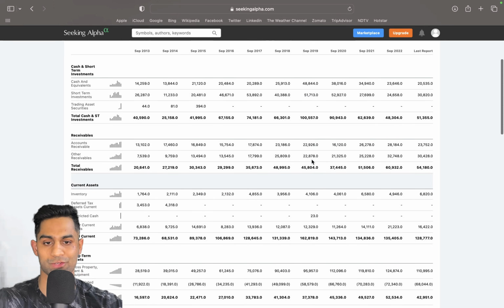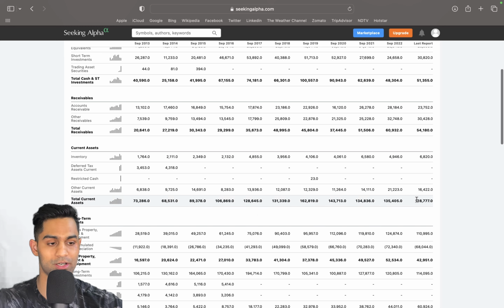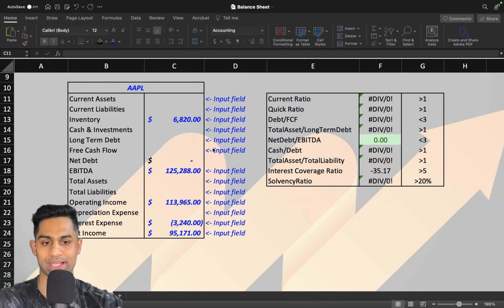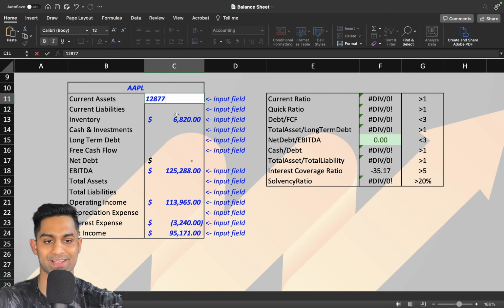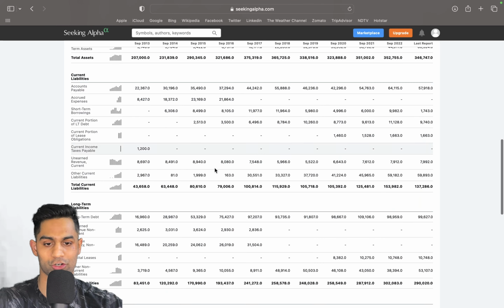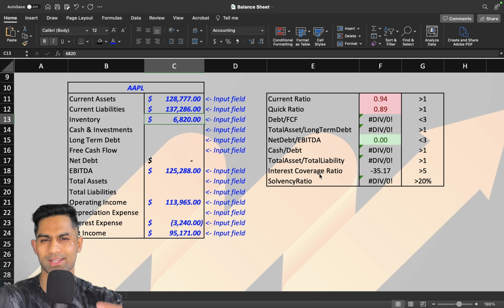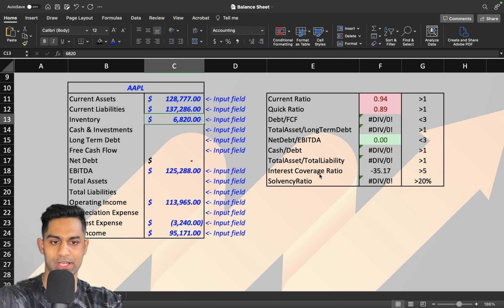So all current assets for the company, which is going to be right over here. Total current assets sitting right here, 128,777. So we're going to plug that number in, 128,777. Current liabilities. So again, you scroll down a little bit and you've got your current liabilities over here. Total current liabilities for Apple, 137,286. So 137,286. Again, it's just a process of plugging these numbers into this spreadsheet.